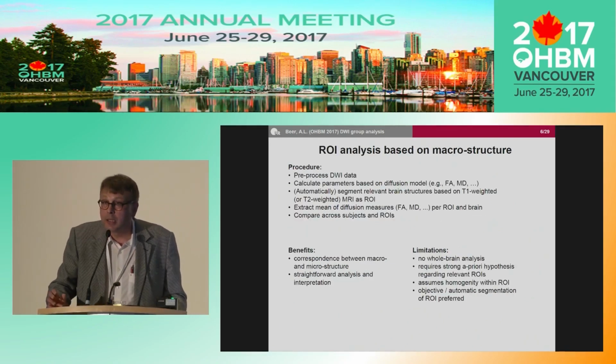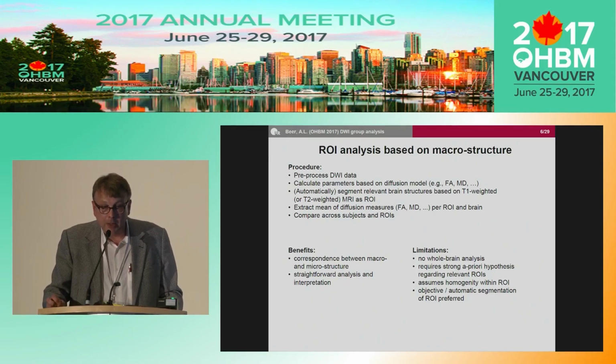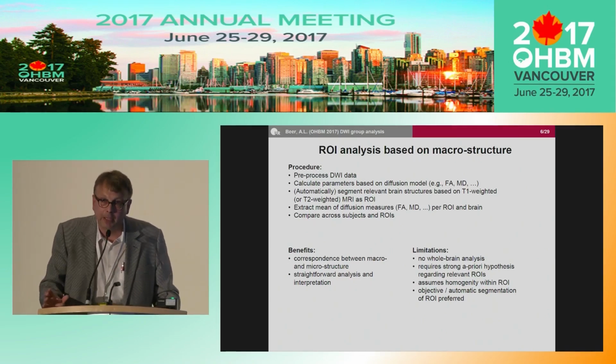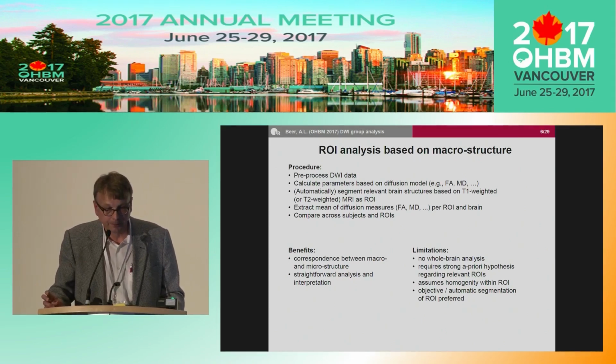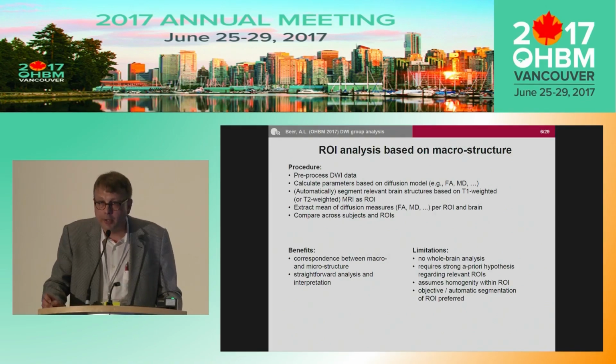If you pursue a region of interest approach, the basic steps of your analysis are that you pre-process your diffusion data, you calculate parameters based on your diffusion model, and then you identify regions of interest, usually based on a T1 weighted or a T2 weighted image, and ideally by some automatic segmentation algorithm. Sometimes it was done manually, but manual segmentation is not the first choice. And then you extract the mean diffusion measure within each of these ROIs and brains, and you compare it across subjects and ROIs.